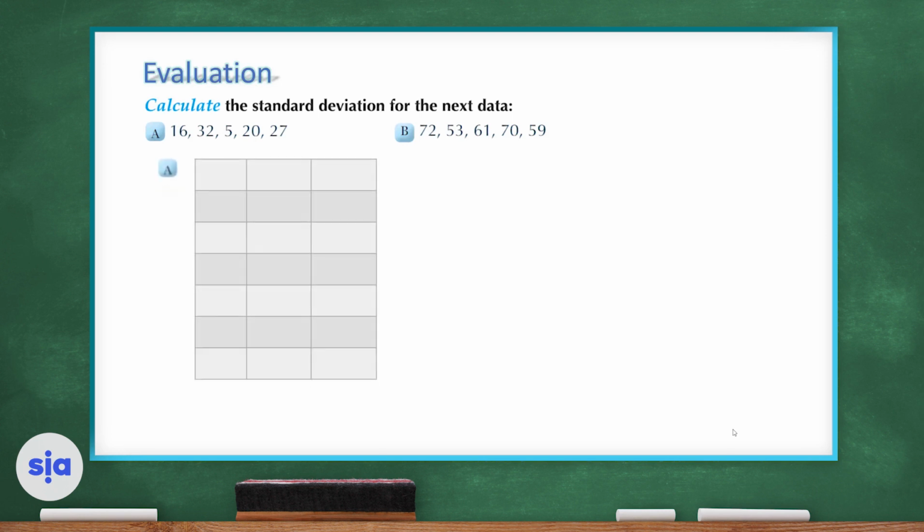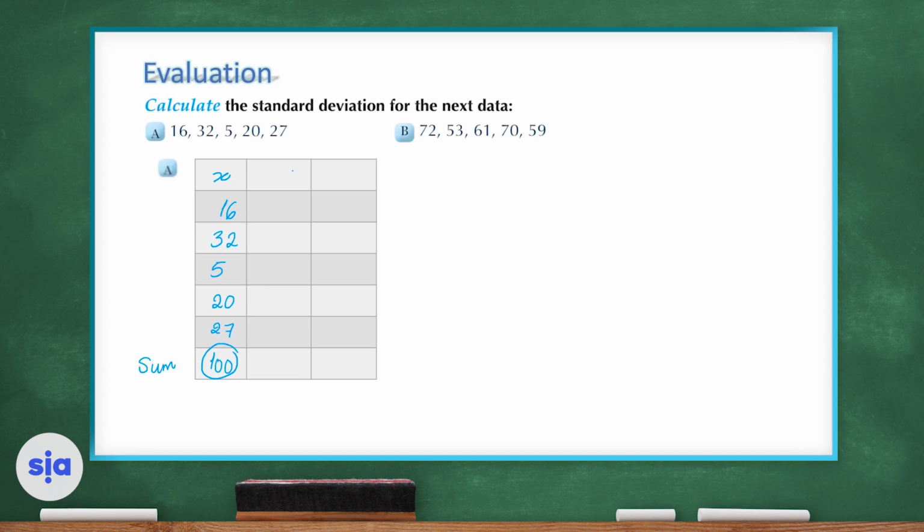In this table, in the first column, we call it x, and we're going to write in it the values of x: 16, 32, 5, 20, and 27. And the last row is always for the sum. If you get the sum of values of x, it will be 100.